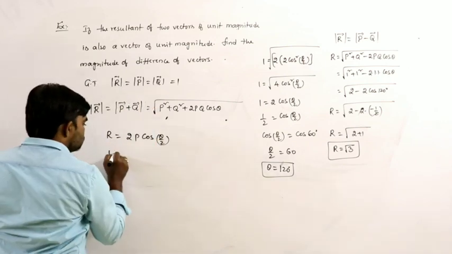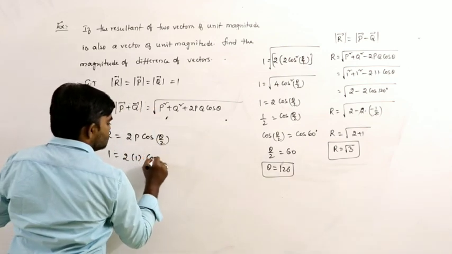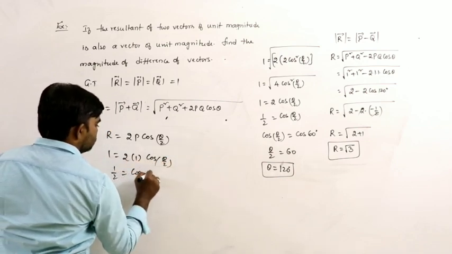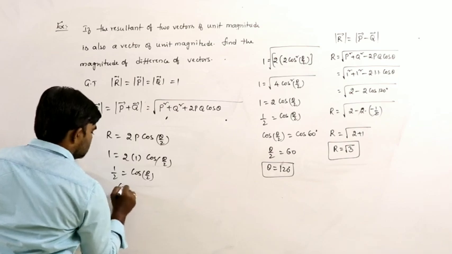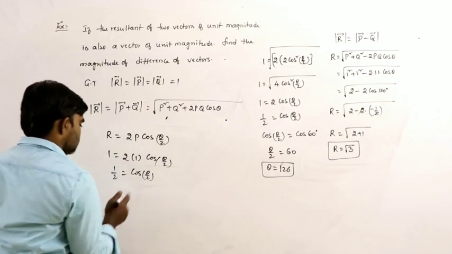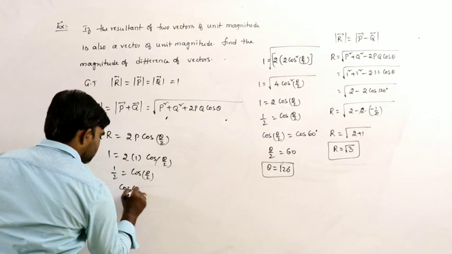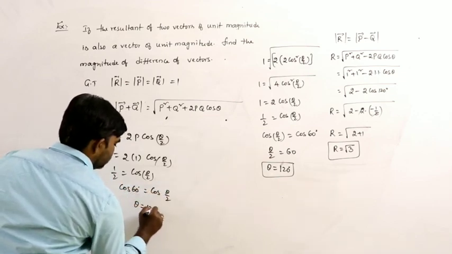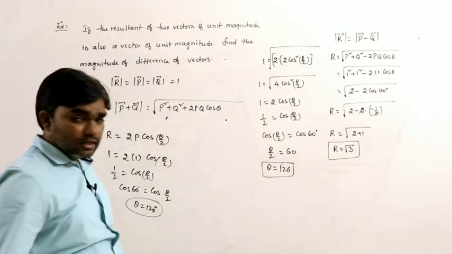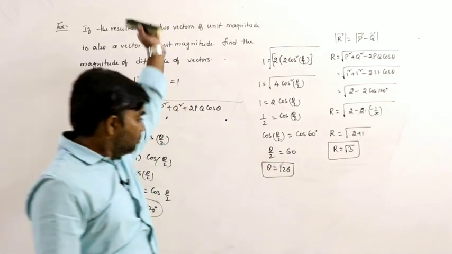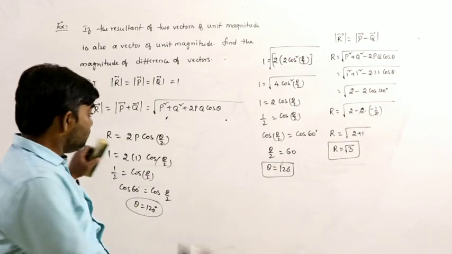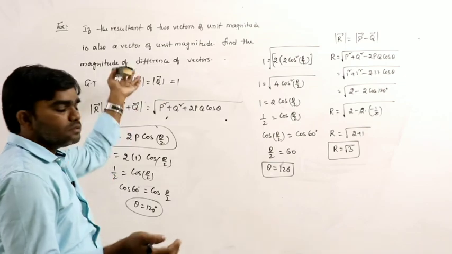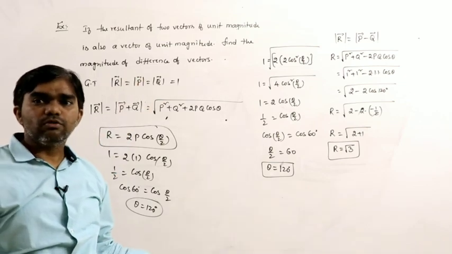What is our R equal to? 1. So 2 into P is 1, cos theta by 2. So 1 by 2 is equal to cos theta by 2. Cos 60 is equal to cos theta by 2. So theta is equal to 120 degrees. Without doing everything, if you remember this formula, that is one step. Otherwise, we have to do the total procedure.